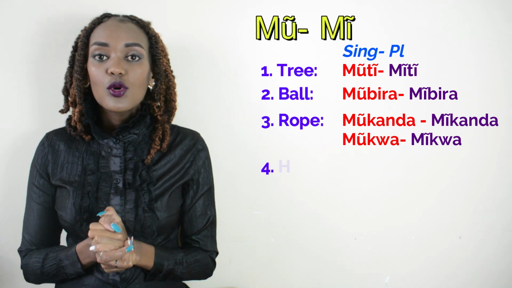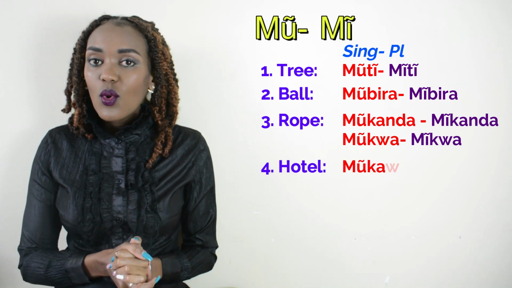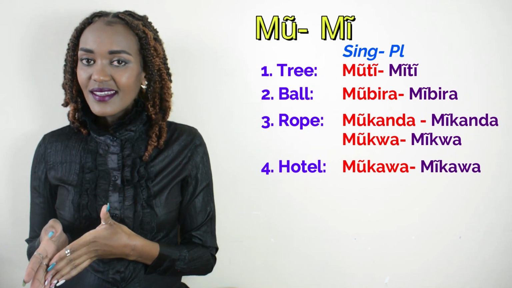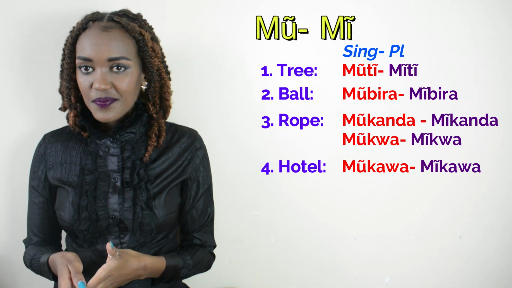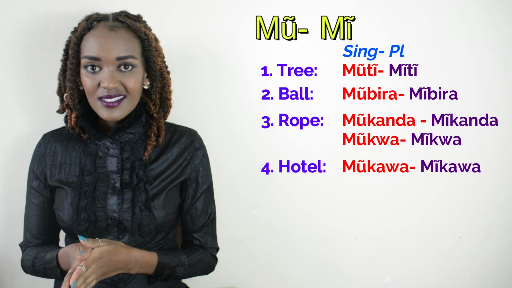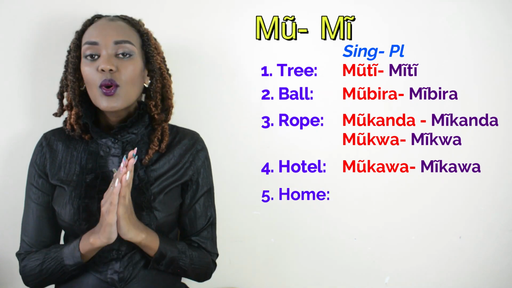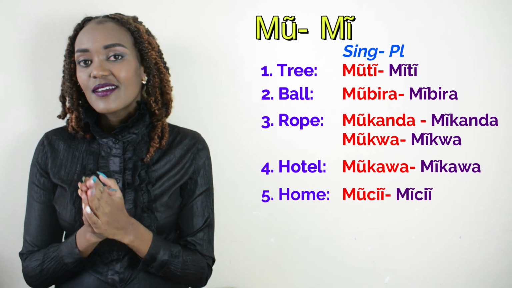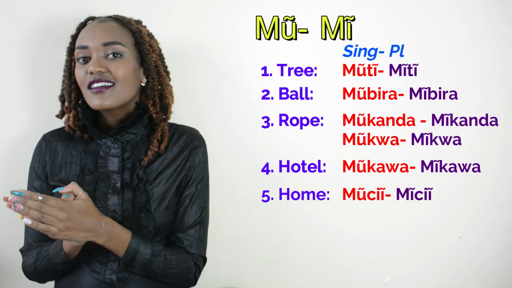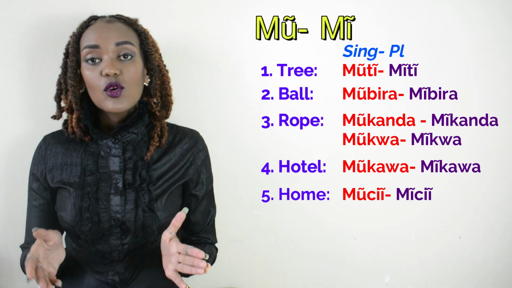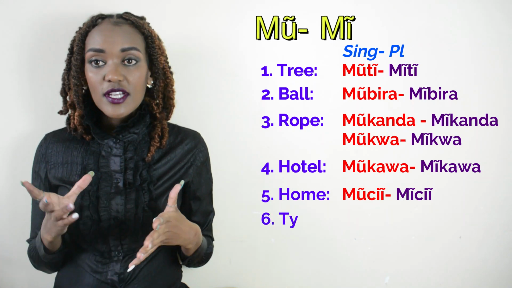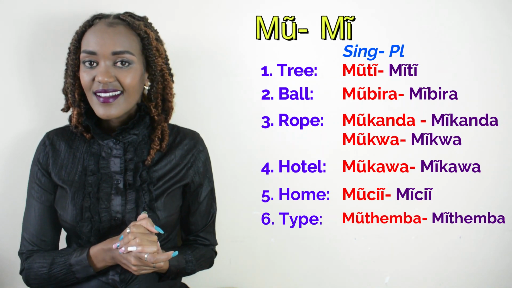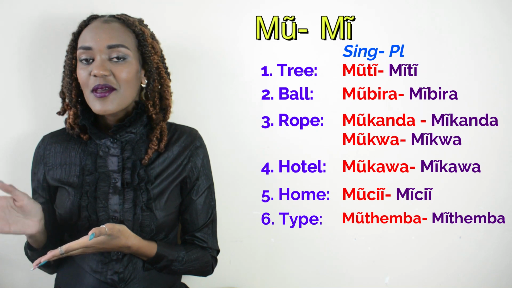Number 4, we have hotel. Mokawa. So the plural will be mekawa. We have home. Mosie. Plural, mesie. Homes. We have type. For example, a type of a car. We're going to say modeba. So the plural will be medeba.